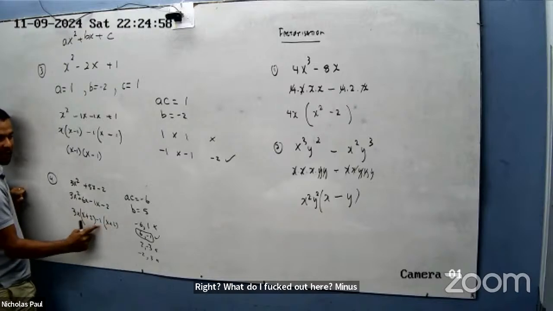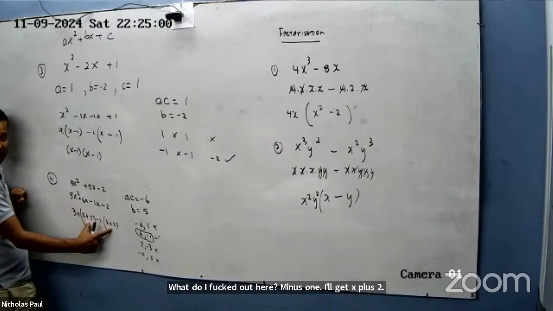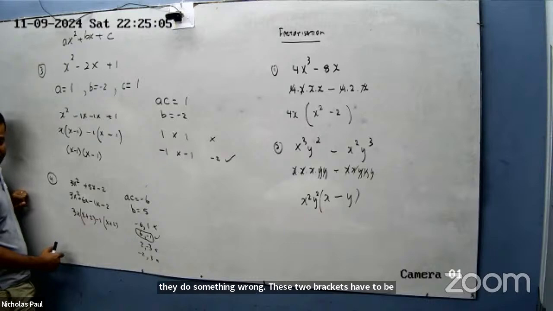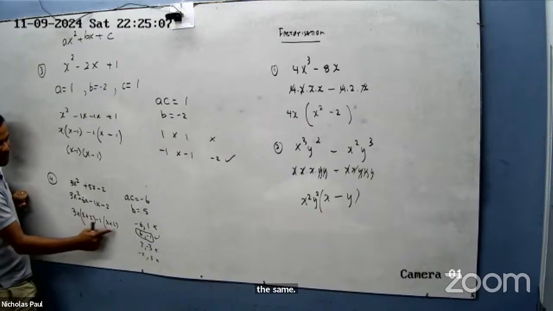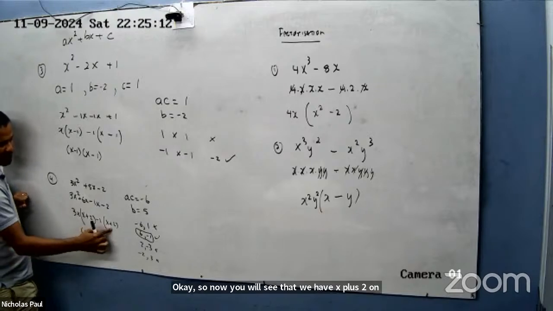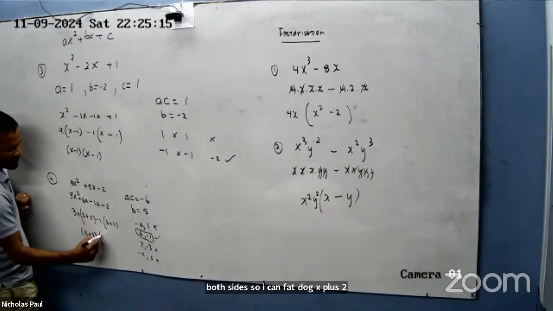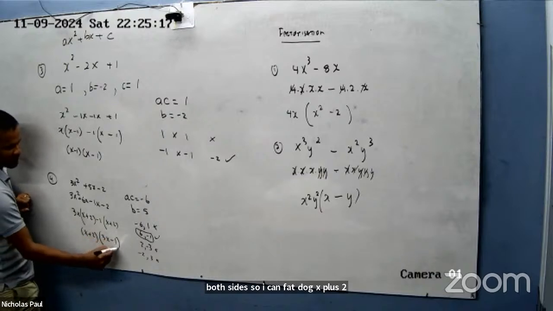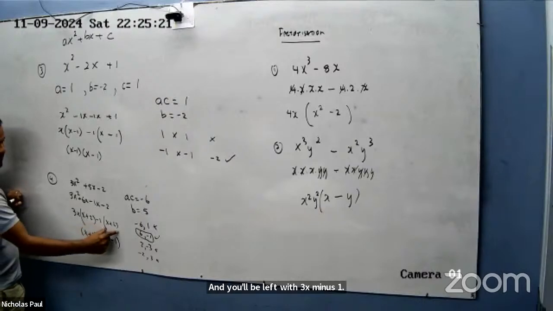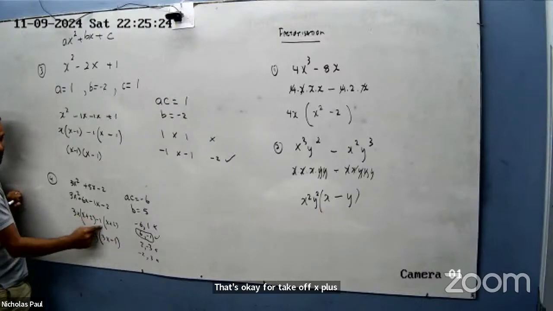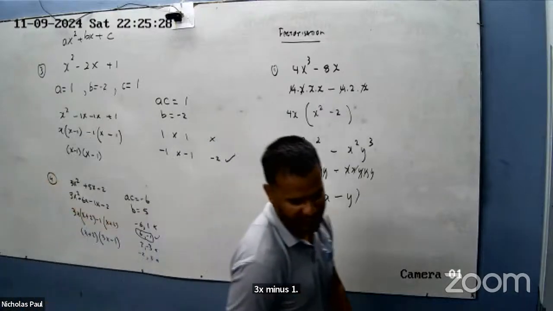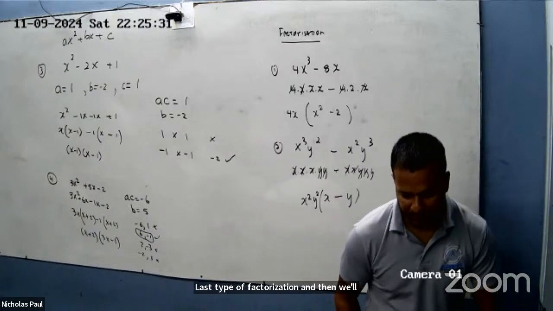When you reach here, if the brackets are not identical, then you did something wrong. These two brackets have to be the same. So now you will see that we have x plus 2 on both sides. So I can factor out x plus 2, and you'll be left with 3x minus 1. That's okay? Last type of factorization, and then we'll jump into some past papers.